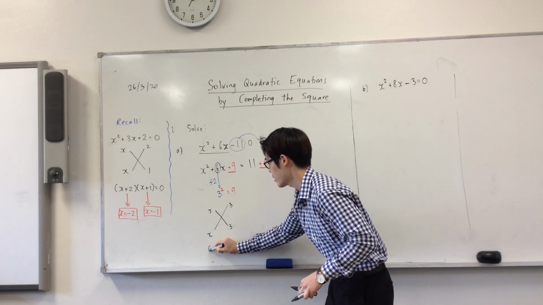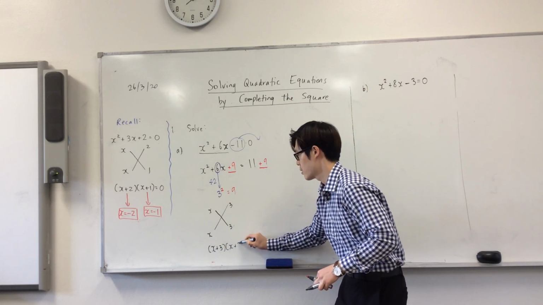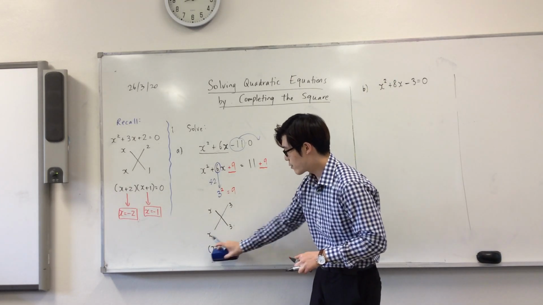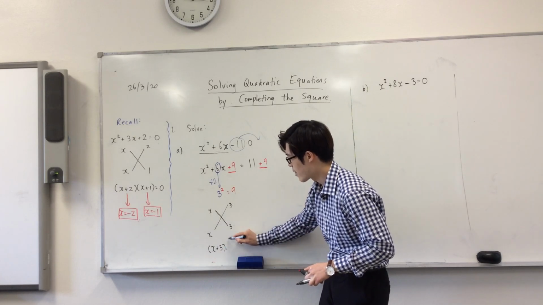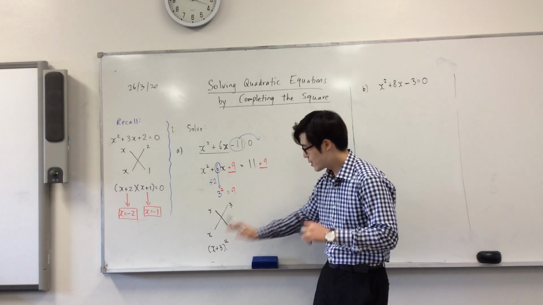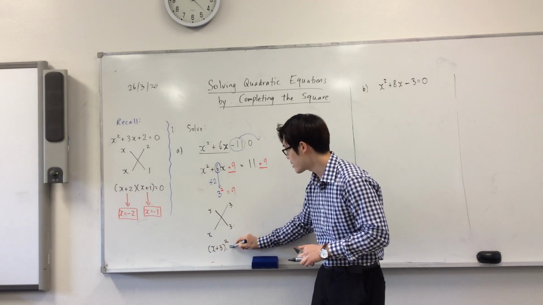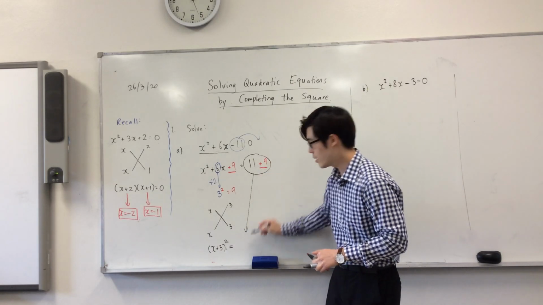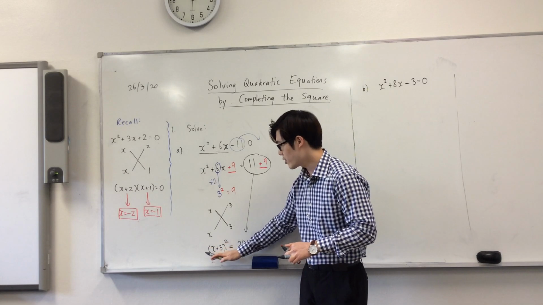So this gives me, by writing brackets, x plus 3 and x plus 3. Now remember from last lesson, if you have two of the same brackets, it's the same thing as just writing that squared. This is what I want because this is a perfect square. And that is equal to 11 plus 9, which is 20. This is what I want, but that's not your answer yet.